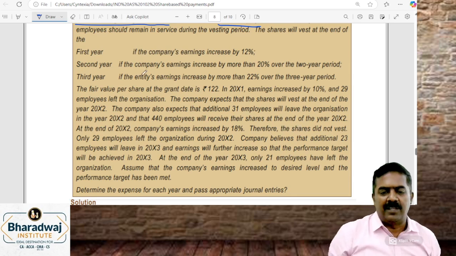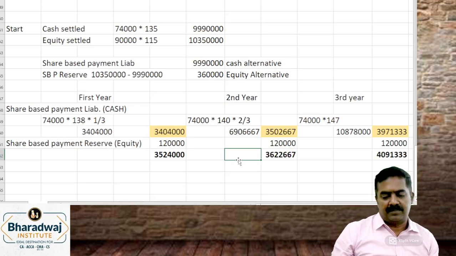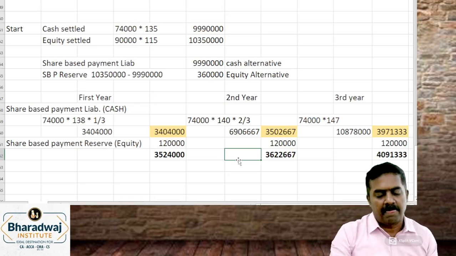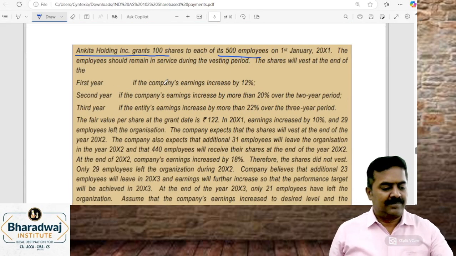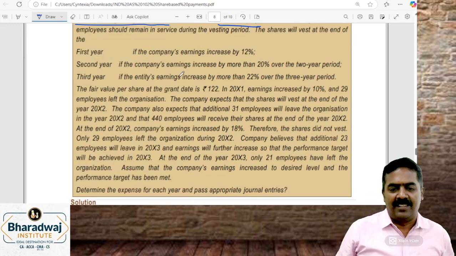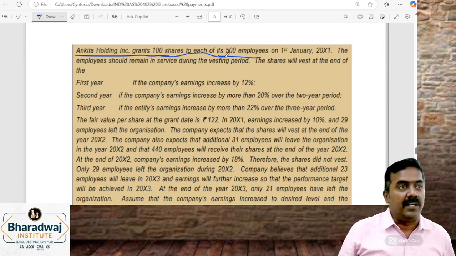The solution would have been in a different style, but let us work it out in our method. Try it. How many shares has Ankita Holding Incorporated given? 1000 shares to how many employees? 500 employees, given on 1st January.